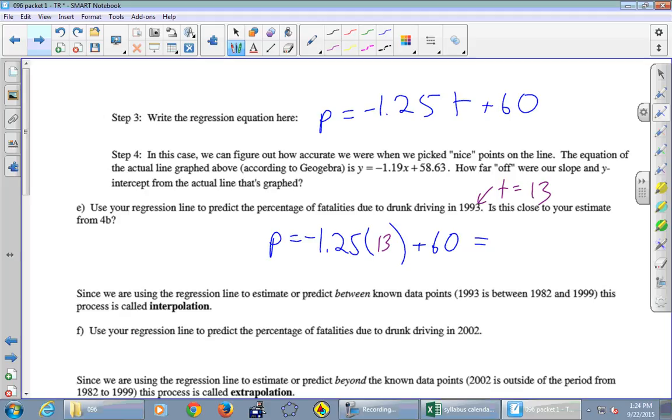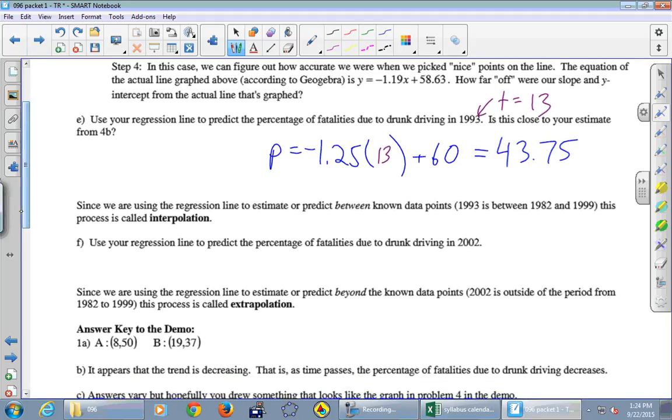Is that 46.75? Somebody help me out. What do we get? What is it? 43.75. Yeah, plus 60 at the end. Okay, so 43.75. What did we say when we looked at the graph on the previous page? Yeah, something between 42 and 44. That agrees with what we put up here. Again, it's not going to be the exact answer.